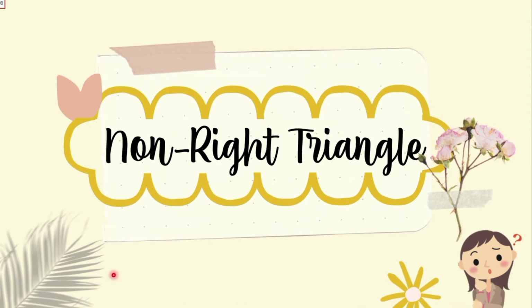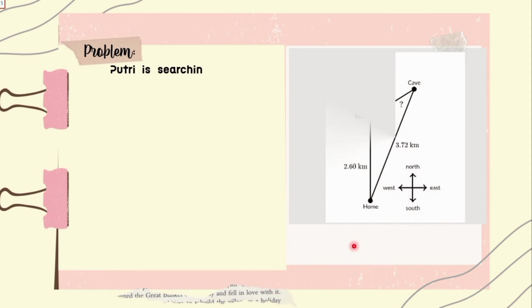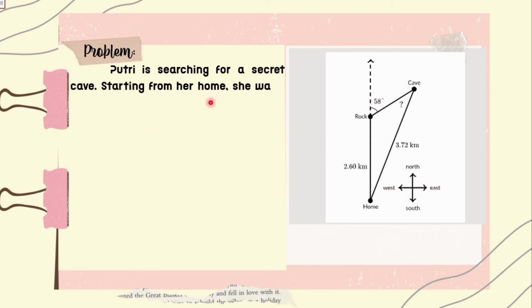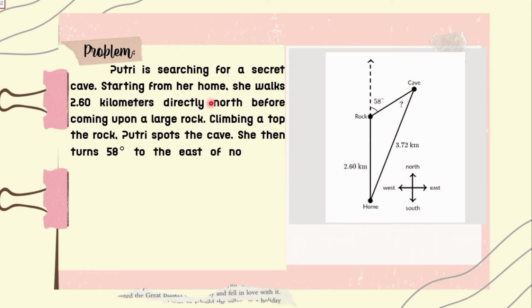So for our next discussion, for a non-right triangle, the problem that we got here is Putri is searching for a secret cave. Starting from her home, she walks 2.60 kilometers directly north before coming upon a large rock. Climbing atop the rock, Putri spots the cave. She then turns 58 degrees to the east of north and walks to the cave as shown.